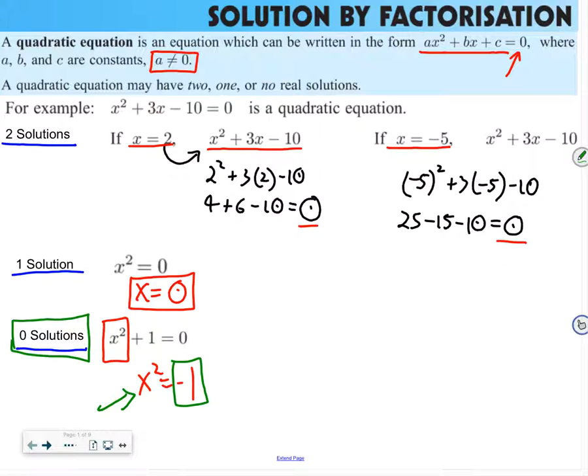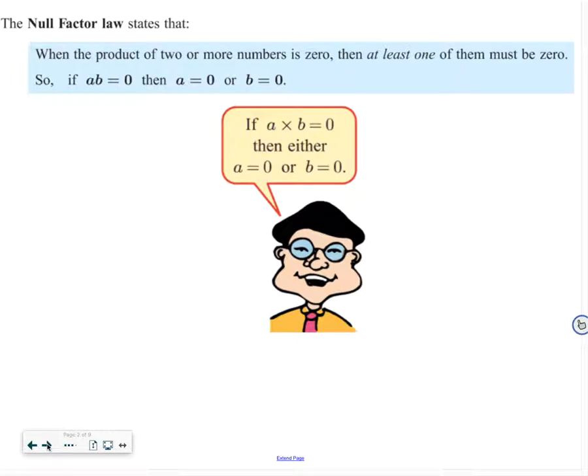One thing that we're going to utilize here is the null factor law, which states that if you have the product of two or more numbers and that product is 0, then at least one of them must be 0. So if you have a times b, two things multiplying together, and it's equal to 0, then either a must be 0 or b must be 0. We're going to utilize this in helping us solve quadratics by factorization.